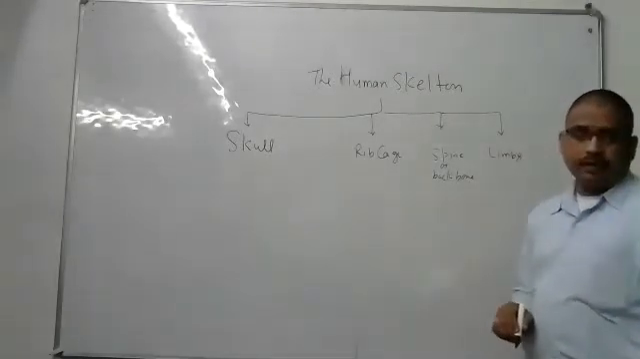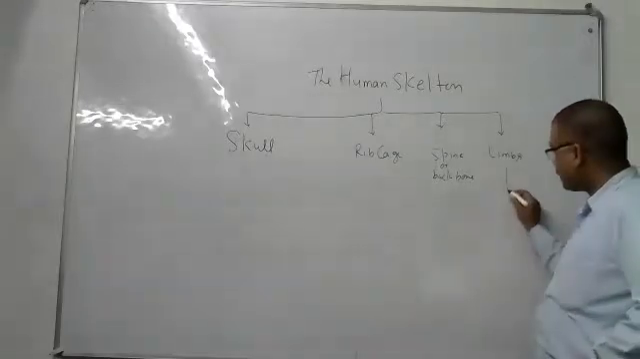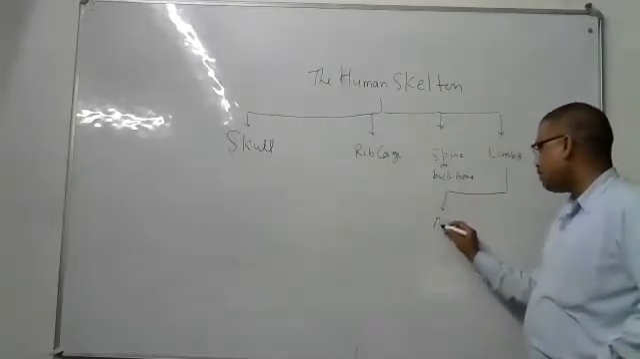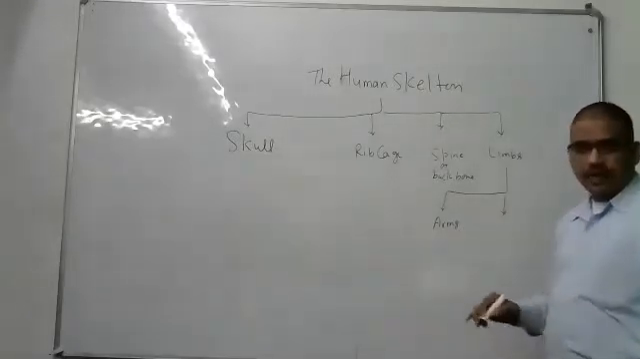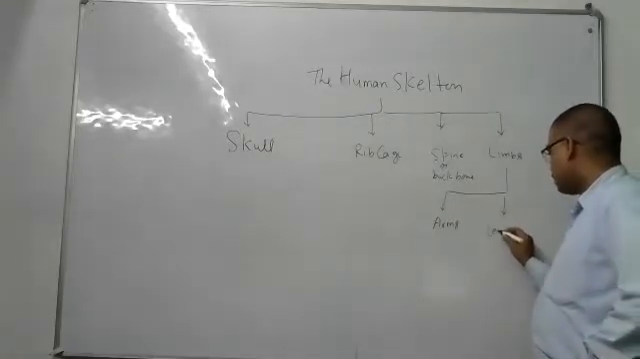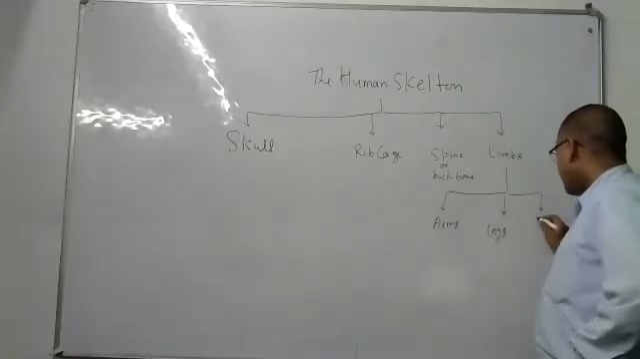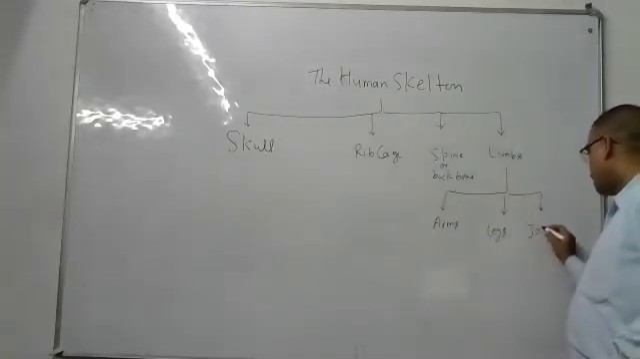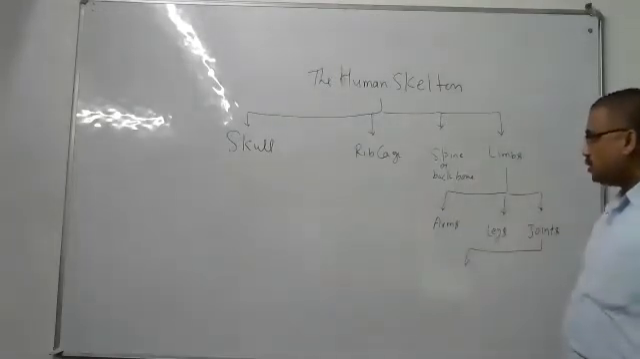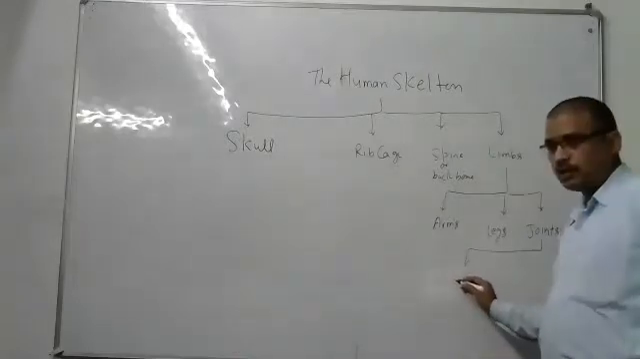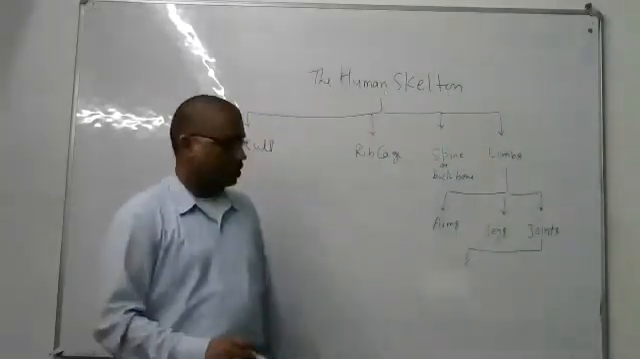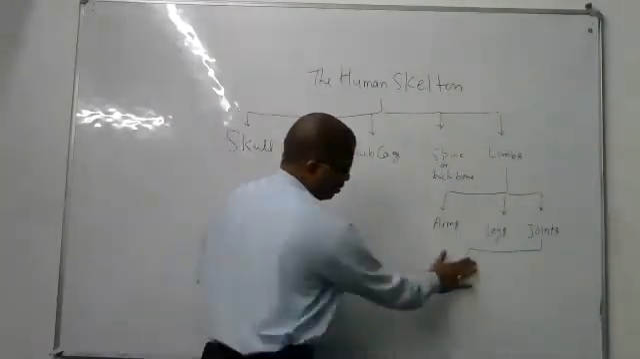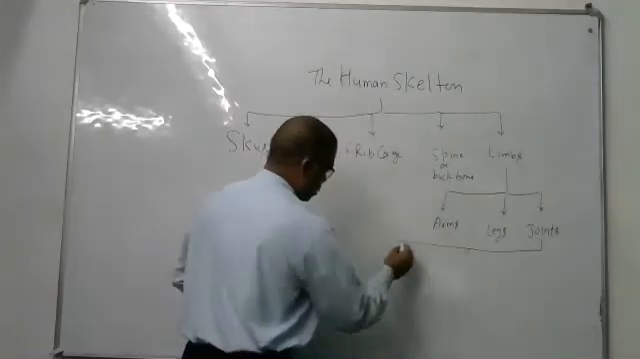This limbs is again divided into different parts, that is arms, and another part that is called legs, and another part that is called joints. These joints are basically of two types.